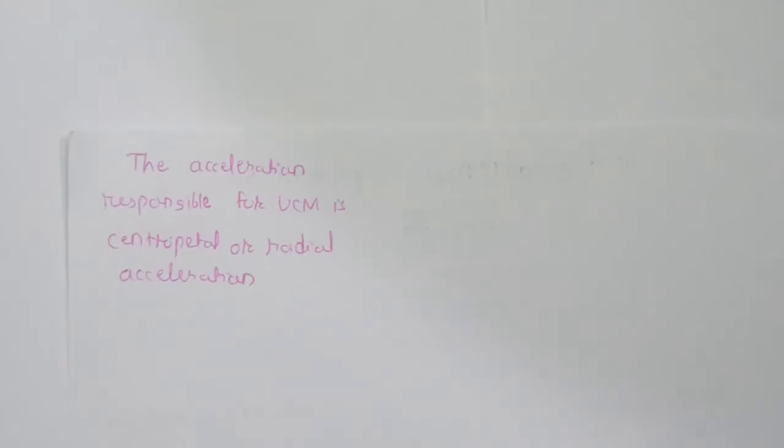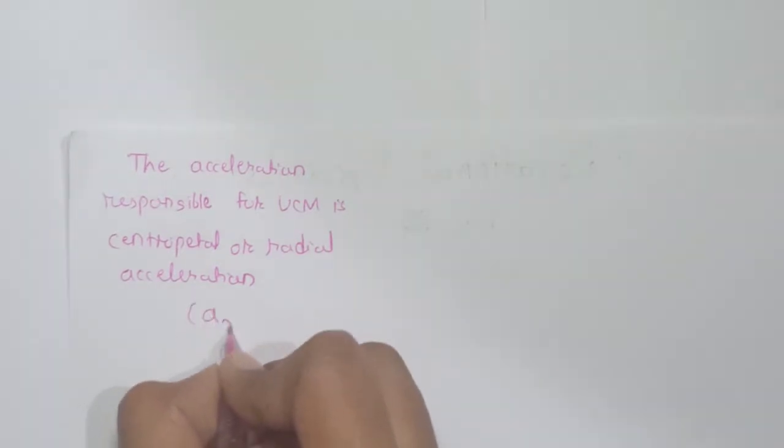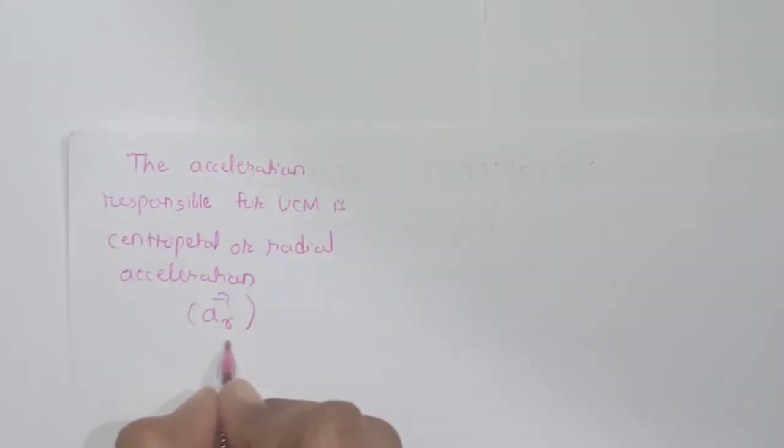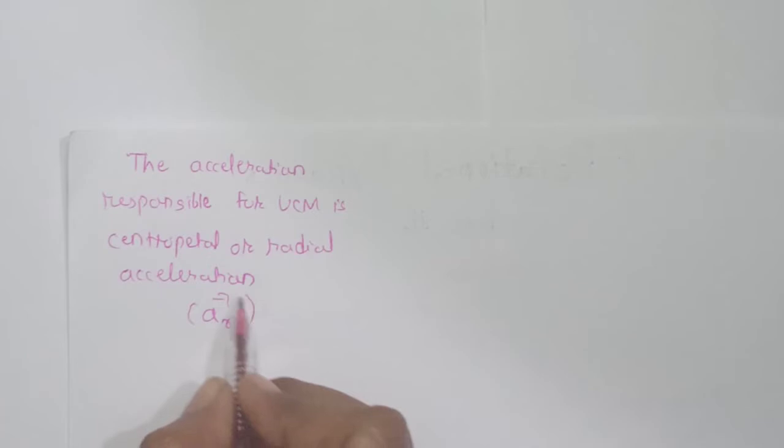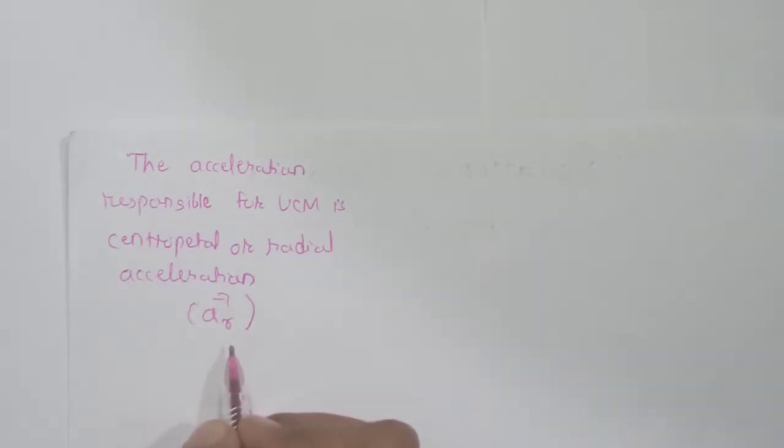Velocity is nothing but speed in a given direction. So as direction is changing at every instant, it means velocity is changing, and whenever there is a change in velocity, that body is said to be accelerated. The acceleration responsible for UCM is centripetal or radial acceleration, and it is denoted by vector a_R. Here suffix R stands for radial and a stands for acceleration. So this term is used to define radial acceleration.